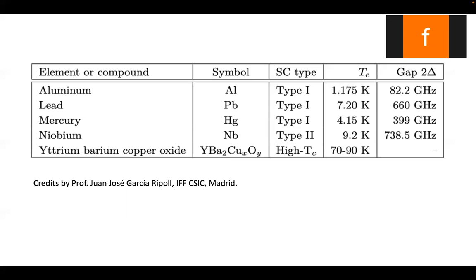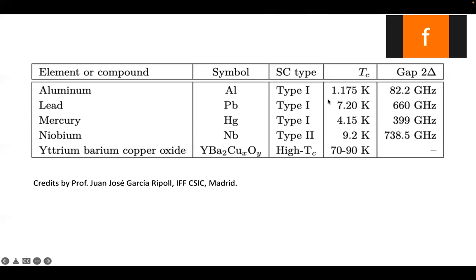Indeed, there is a full classification of the type of superconductors. I'll explain later what is the meaning of a type 1 or type 2 superconductor. But here we have, for instance, for aluminum, a critical temperature. This Tc is the critical temperature. Below this temperature, aluminum behaves like a superconductor.